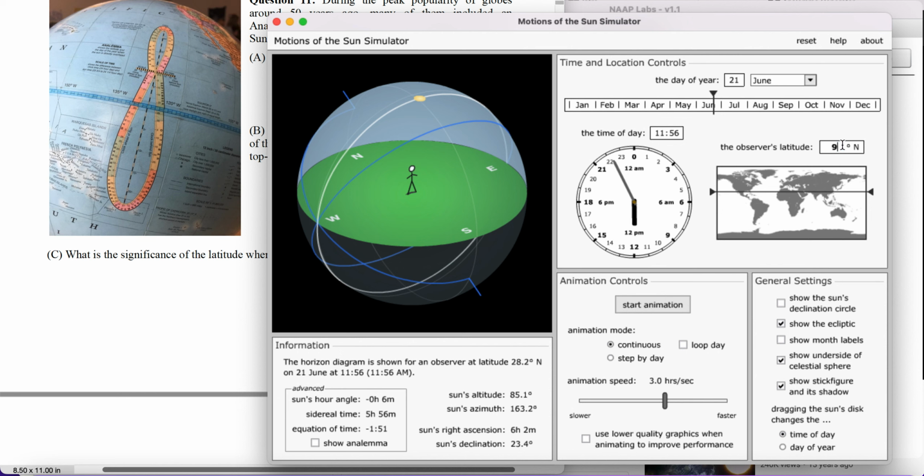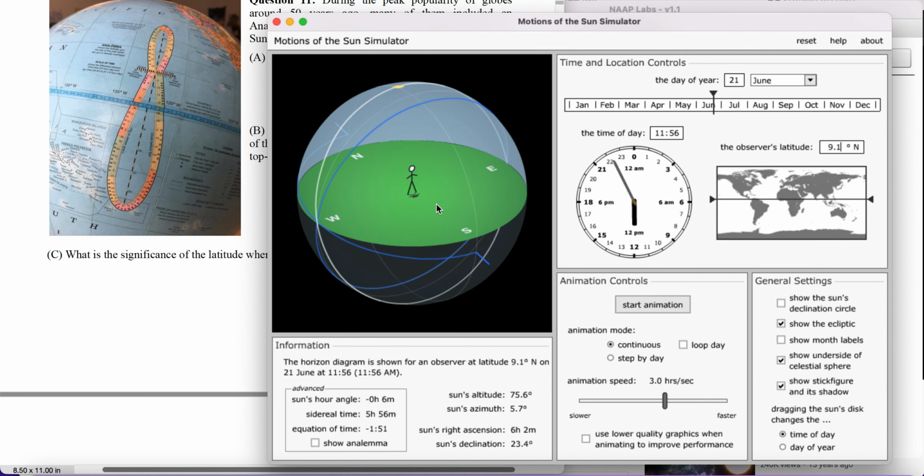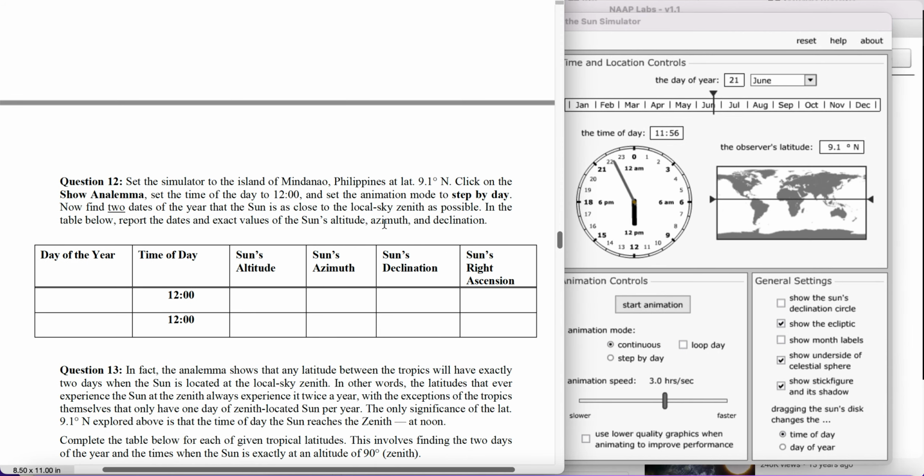So we'll go ahead and manually set this to 9.1 degrees, all right? And obviously there are many locations at this particular latitude, but I've chosen one that really exists, this particular island in the Philippines. And what we're going to do then is look at some different times of the year, and find 2 dates of the year where the sun is as close as possible to the zenith, okay? So you're going to be able to find not one, but 2, and they're going to be quite a few weeks apart. So don't expect to find them close to each other. They're not going to be at either end of the year. They won't be 6 months apart or anything, but they also won't be exactly next to each other.